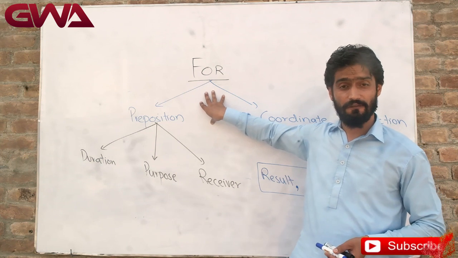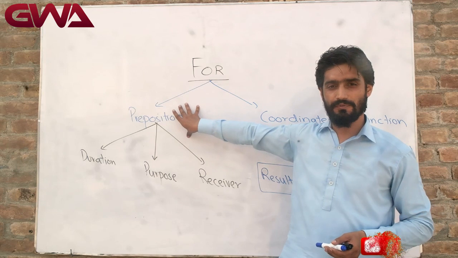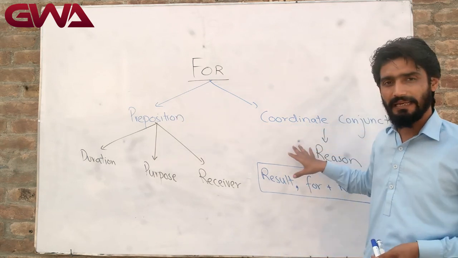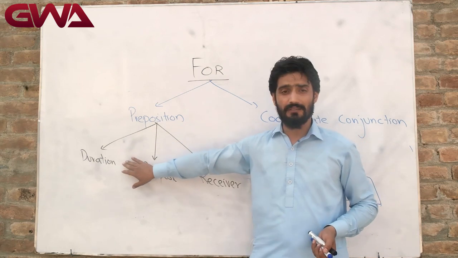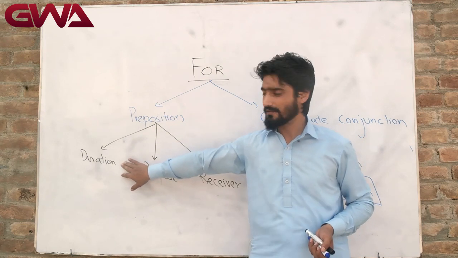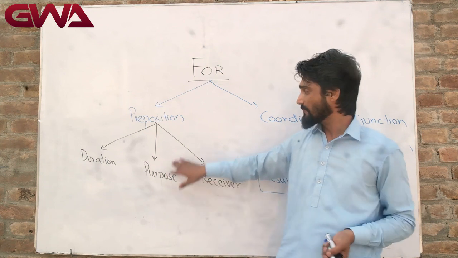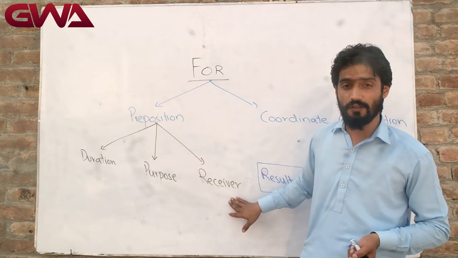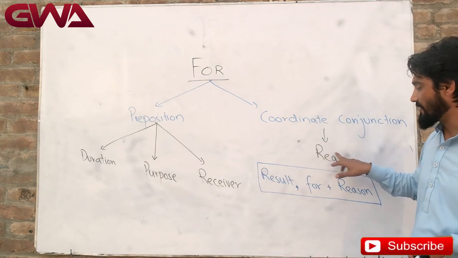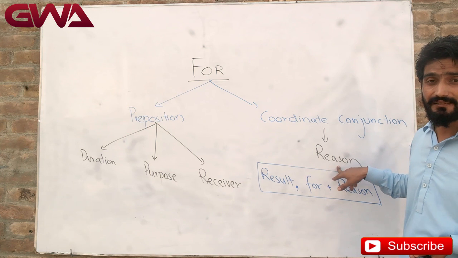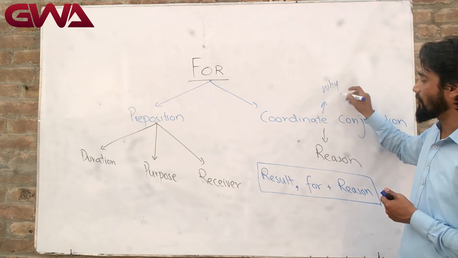Our topic is "for." The word for can be used as a preposition and as a conjunction. As a preposition, it shows duration, it shows the purpose of doing something, it shows the receiver of something. But as a conjunction, it shows reason. It answers why.